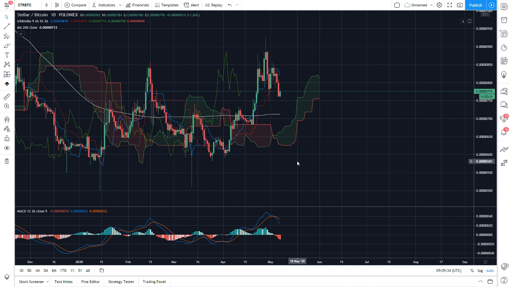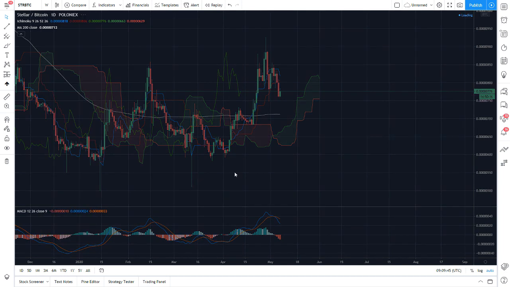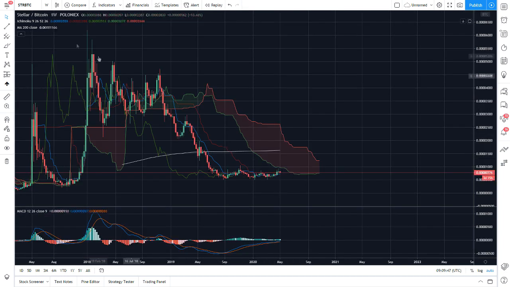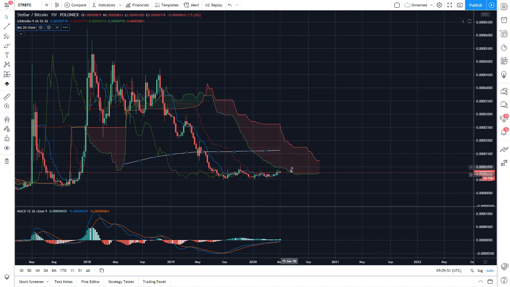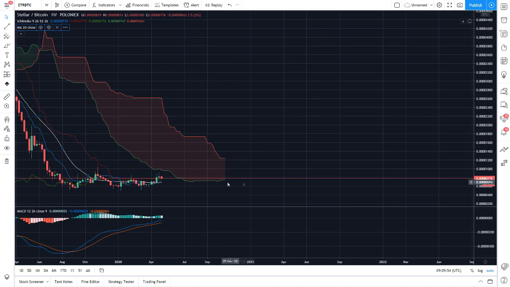Yeah, so on the weekly we are fine on Stellar, and I'm still bullish on Stellar, especially on the weekly time frame, where we are above the 20 MA simple moving average. We're still above this, and we are still above the 2 Ichimoku lines.